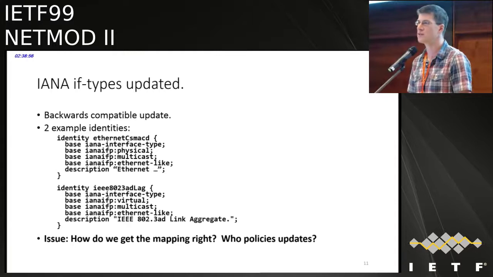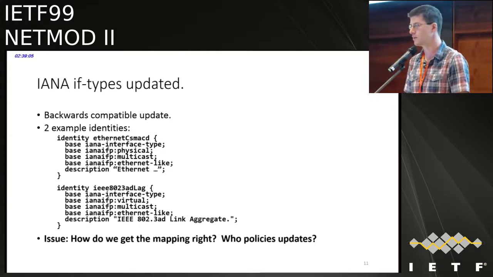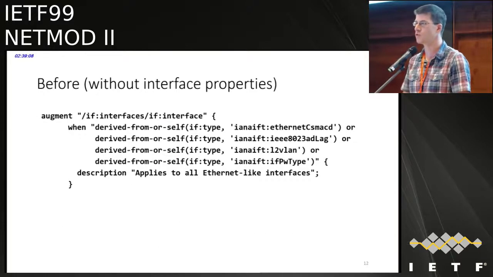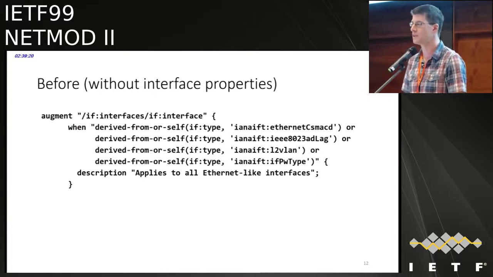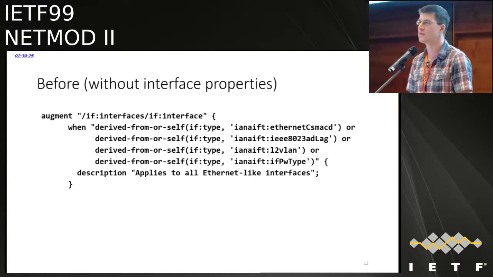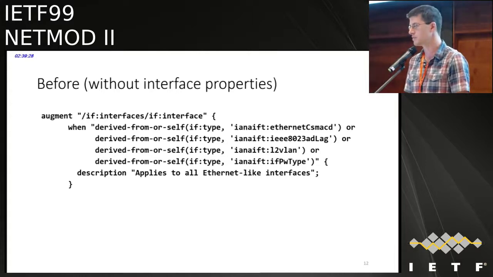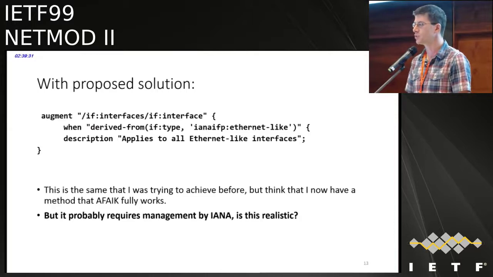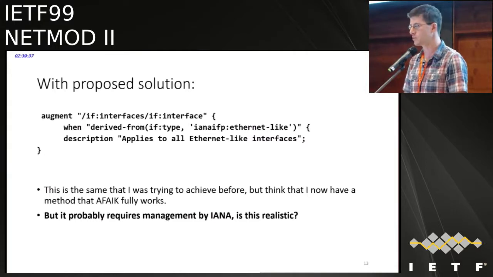There are open questions, again, as to how you get this mapping right and who polices updates to this. So there are procedural issues, but in terms of solving the technical problem, I think this works quite well. You go from having an augment with a list of interface types, which isn't really extensible, because in future, if a new interface type is defined, you have to go back and modify this YANG model to add that new interface type into the when statement to pick up the same leaf and the same namespace. Otherwise, you have to have the same leaf name in a new namespace for the new module. That's what it's trying to solve. Instead, you simply have a when statement derived from the particular property that you're looking at. So that's what I'm trying to solve.